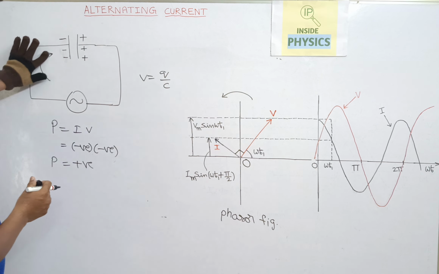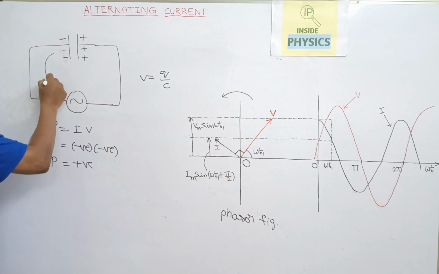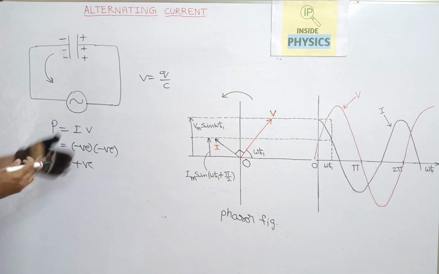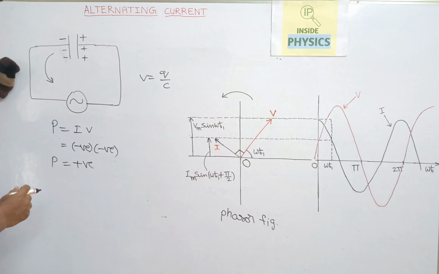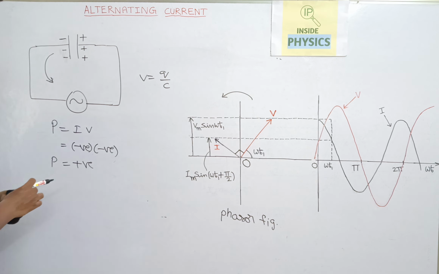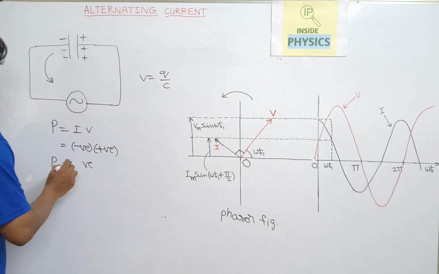So in the last case, the current is on the negative side and it is decreasing. The capacitor is discharged, the current is also getting discharged. So here the current value will be negative and the voltage will be positive. So here the power consumed is negative.